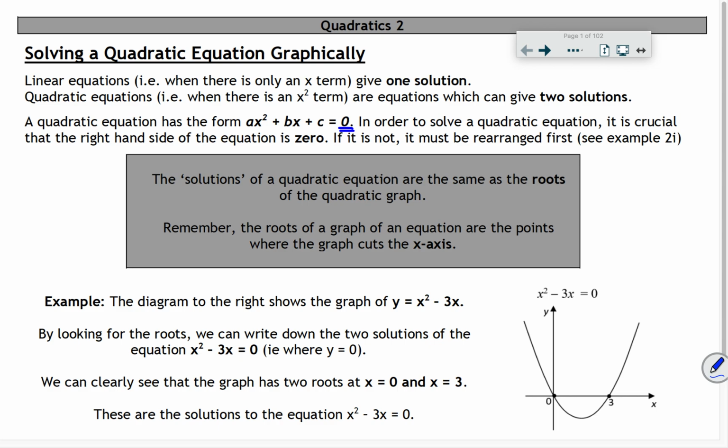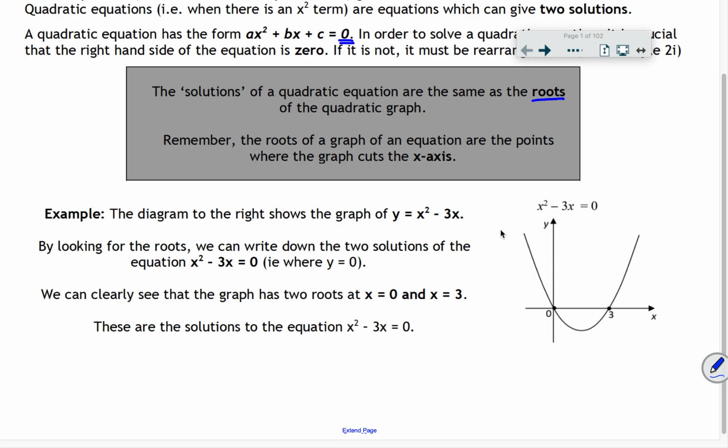Okay? The grey box here just tells us what I was just saying, that the solution of a quadratic equation is the same as the roots of the quadratic graph. And the roots of a graph of the equation are the points where it cuts through the x-axis. So just remember that, and always remember that it cuts through the x-axis whenever y is equal to 0. Just remember me banging on the desk saying that over and over again.